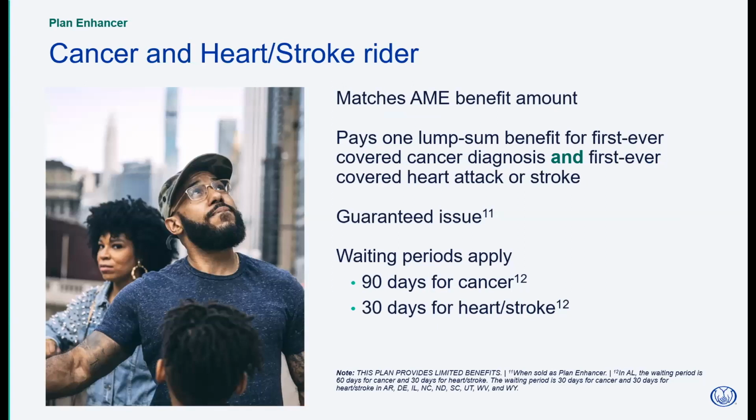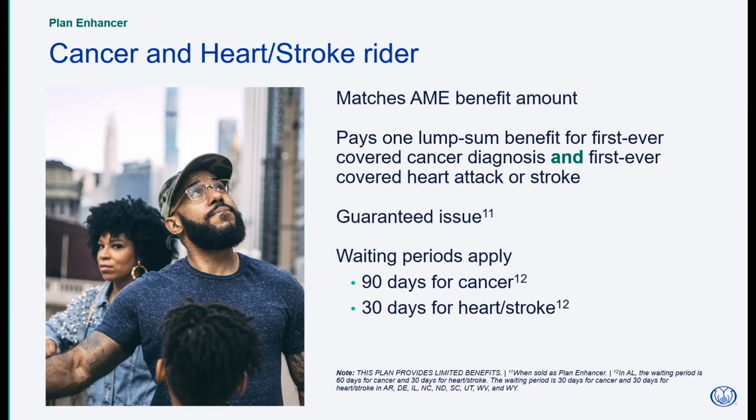So now what I want to take a look at is the cancer, heart attack, and stroke. Now, one thing you want to note is that the cancer, heart attack, and stroke rider does match the AME benefit amount. So if the AME benefit amount is $8,000, then the cancer, heart attack, and stroke will also be $8,000. Now, this plan does pay one lump sum benefit for first ever covered cancer diagnosis and first ever covered heart attack and stroke diagnosis. So remember, it's first ever diagnosis. They can't have multiple times where they've had cancer or heart attacks and expect to be covered.